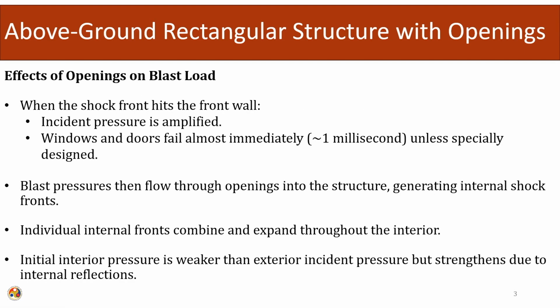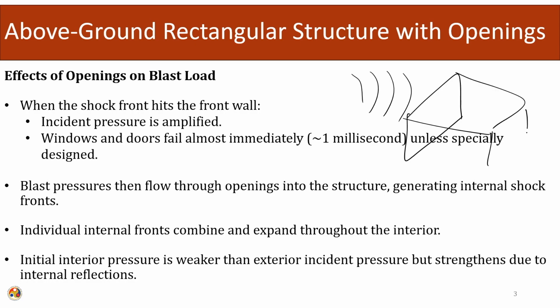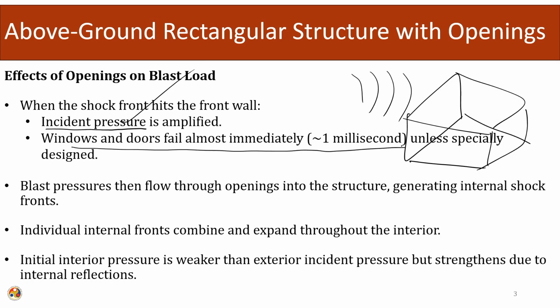So, what are the effects of openings on blast load? When the shock front hits the front wall, your shock front is coming and it hits the frontal wall. The frontal wall sees the shock front. Instantly the incident pressure is amplified. Due to the reflection, the incident pressure is amplified. Windows and doors almost fail immediately, unless specifically designed. If we have windows and doors that are seeing this type of blast load, they will fail instantly unless and until they are designed for this purpose.